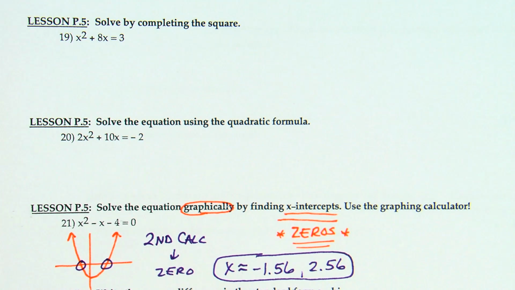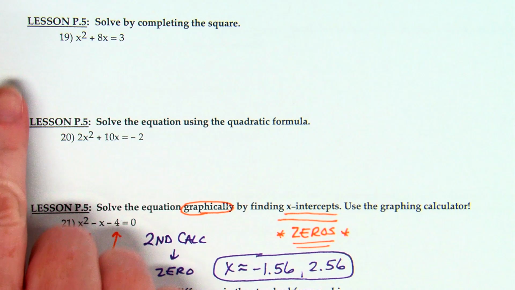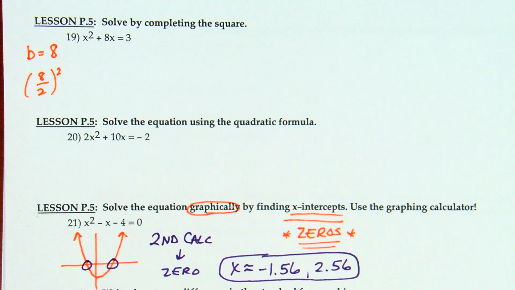Okay, so we have x squared plus bx plus c. We're going to add b over 2 squared to both sides. So, what is b? B is 8. So you need to do 8 over 2 squared. 8 divided by 2 is 4. 4 squared is 16. So that 16 is what we're going to add to both sides.